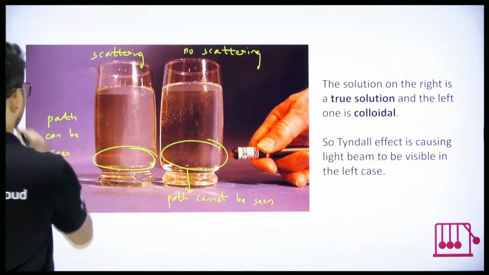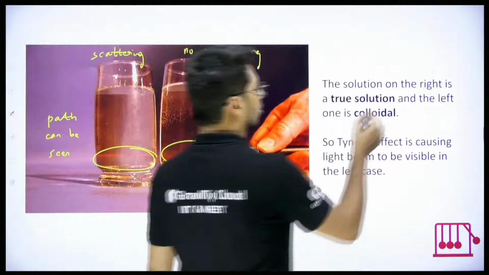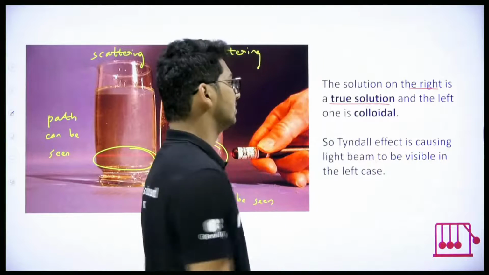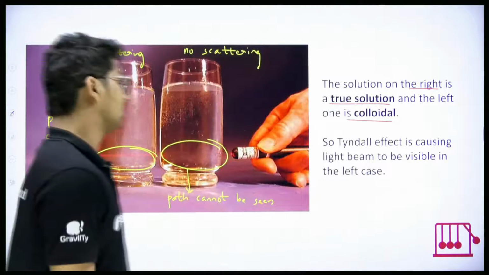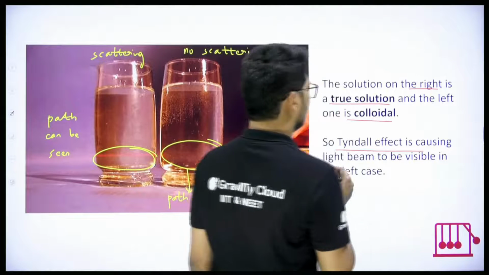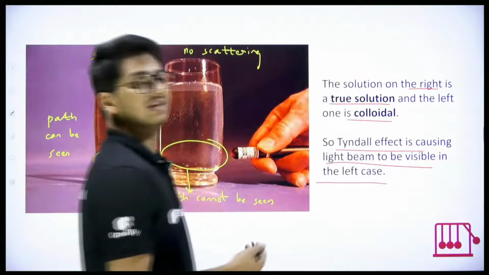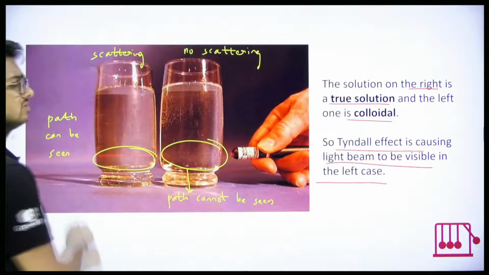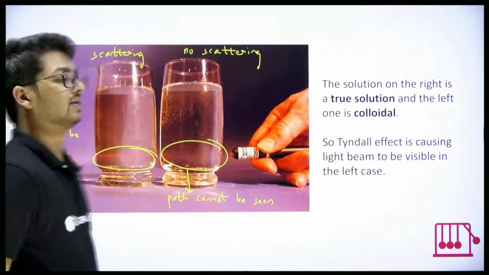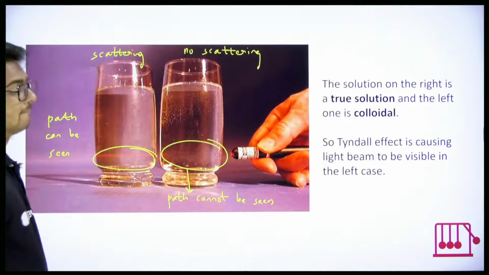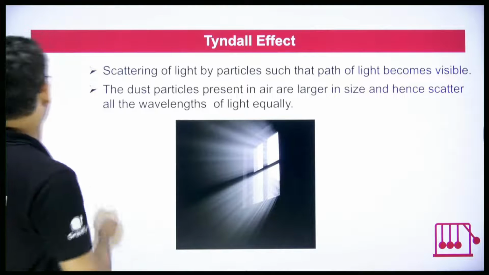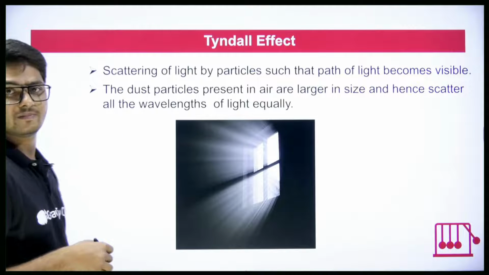So here you can clearly see the solution on the right is a true solution where no scattering takes place, and the left one is colloidal because scattering takes place. As simple as that. The Tyndall effect is causing the light beam to be visible in the left case. Tyndall effect, or in simple terms, scattering. Is that clear? Good. So in the same way, there are many other things, we'll go into them, but before that, let's complete the Tyndall effect.